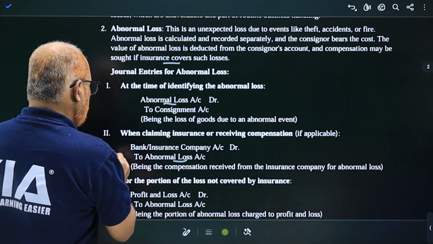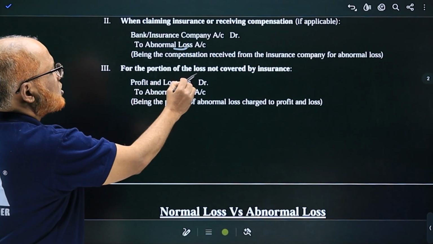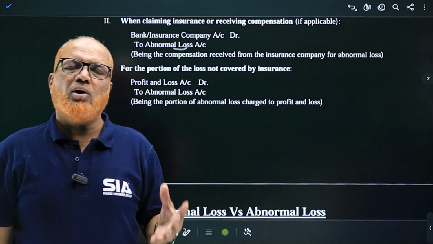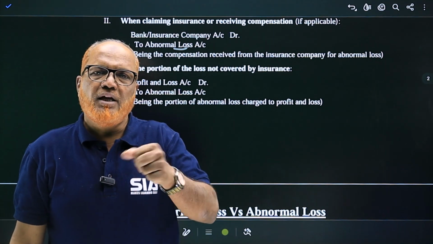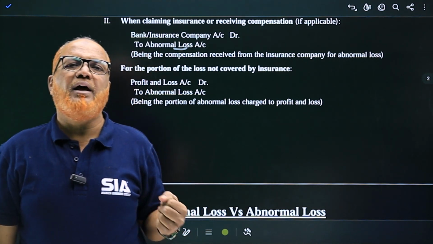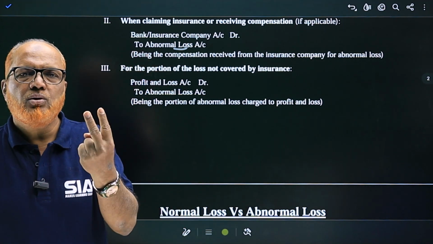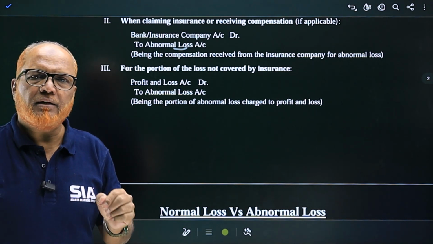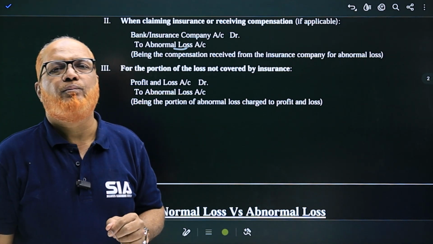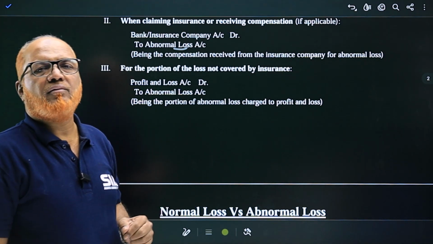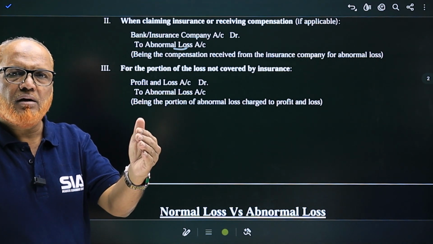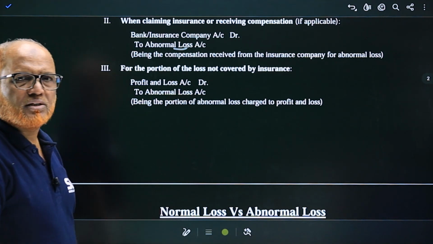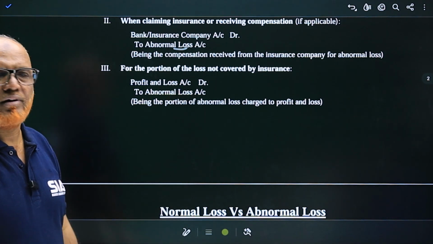Now, for the portion of loss not covered by insurance. For example, if the abnormal loss value is 10,000, but the insurance company has agreed to pay 8,000. So the remaining 2,000 is the net loss on abnormal loss. In that case, that net loss will be transferred to profit and loss account. The entry will be profit and loss account debtor to abnormal loss account. That's all. These are the journal entries.